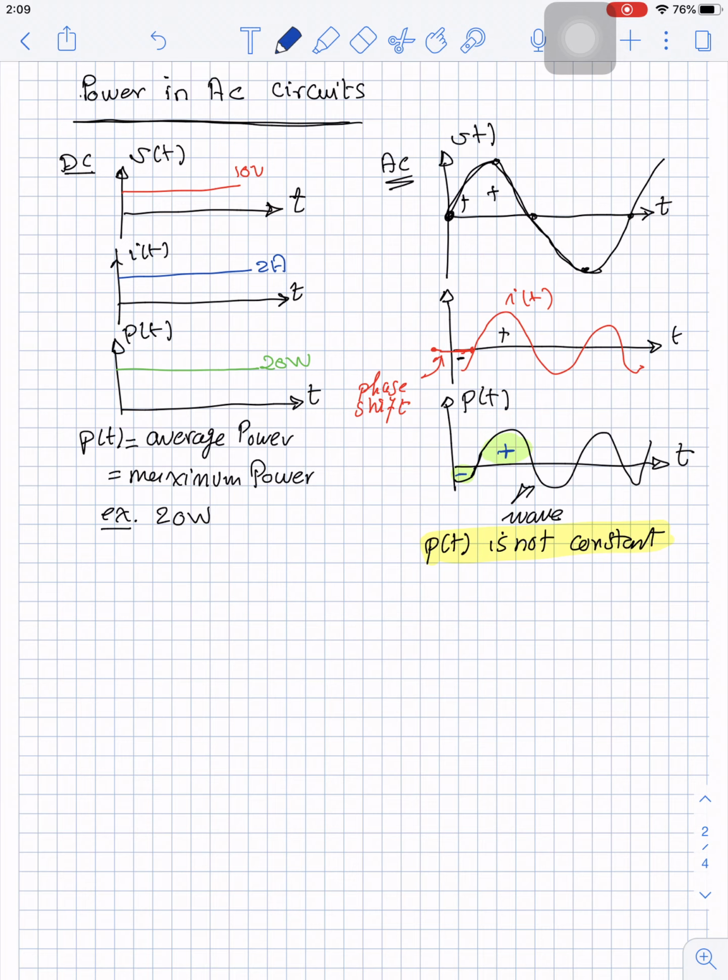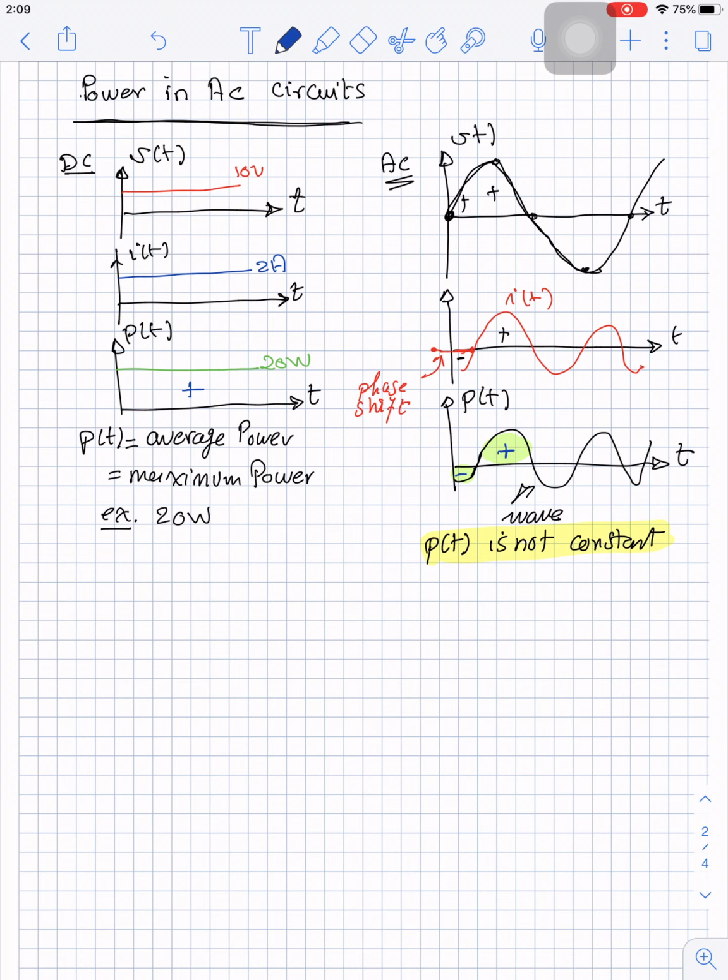Here the power has only one direction. It's always positive. That's why DC is unidirectional. The power goes from the source to the load. That's it. But for AC, no, the power goes back and forth. So the source will give the load power, the load will take some of this power and return another amount of the power, and so on.